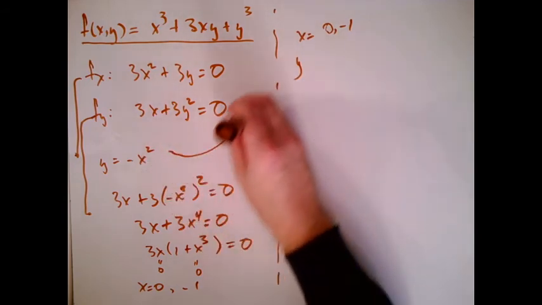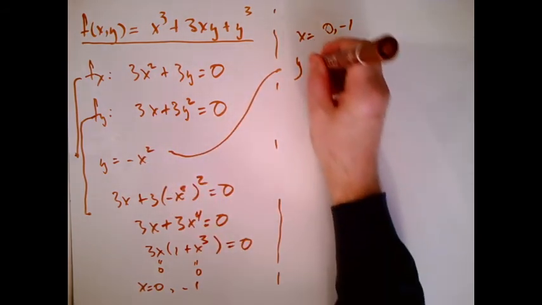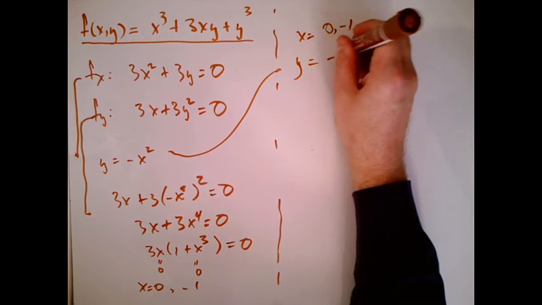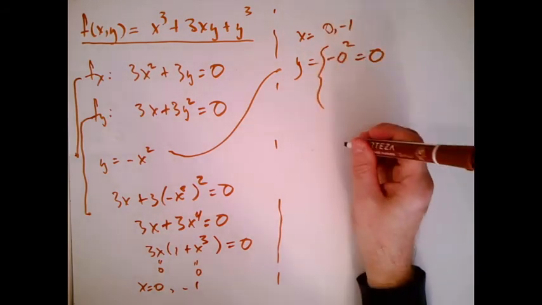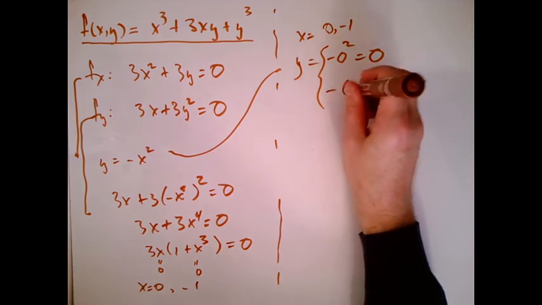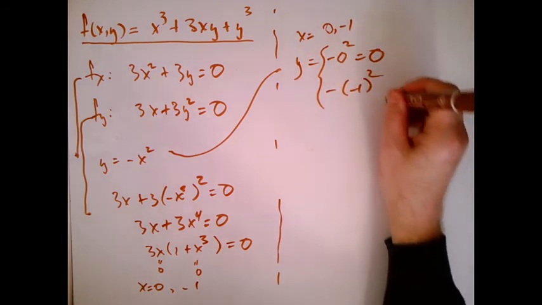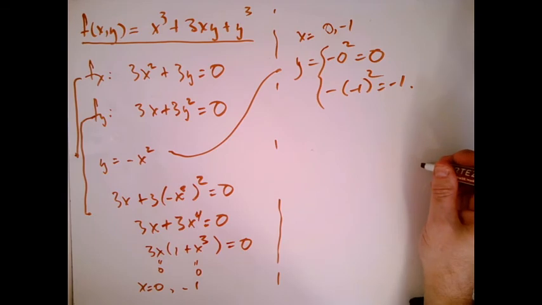I'm going to just take this and plug it back into here. I can get y equals minus 0 squared, so that's just 0. Or I can get y equals minus, and remember, be careful about this, minus 1 squared, and that's a minus 1. So here we go.